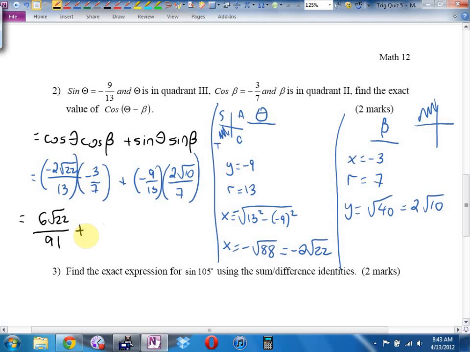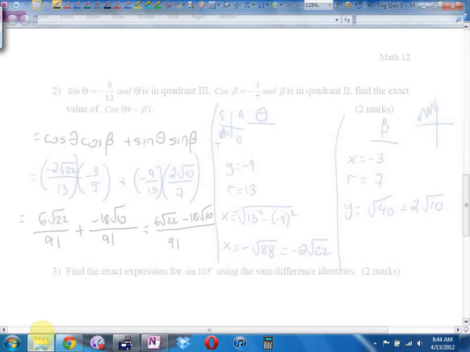Plus 13 times 7, 91. Negative times positive, negative. 18 root 10. Final answer, because I have a lovely common denominator, is going to be this, all over 91. 6 root 22 minus 18 root 10.